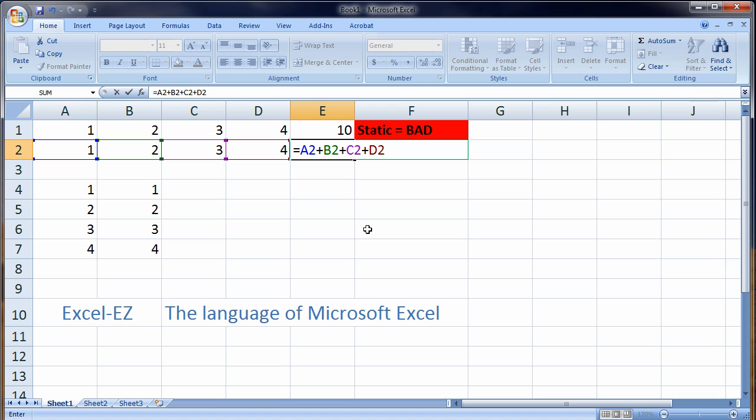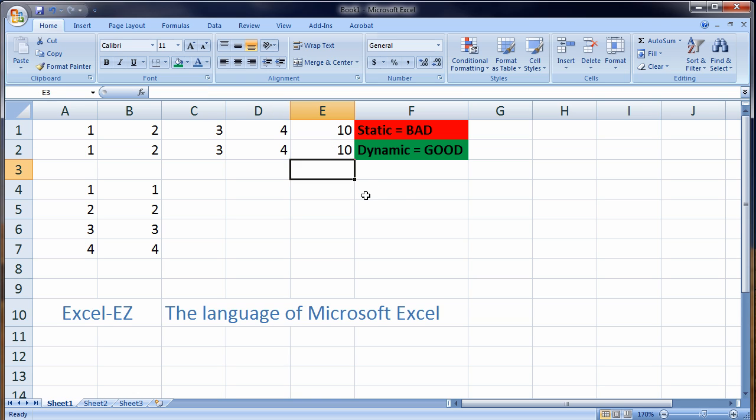Now, some of you that know more about Excel are saying, oh, there's an easier way to do it, and there certainly is, but let's keep to the basics. So this is a dynamic function, because if you notice, I'm not using the values. I'm using the cell addresses, so I'll say enter, and we get the same answer.